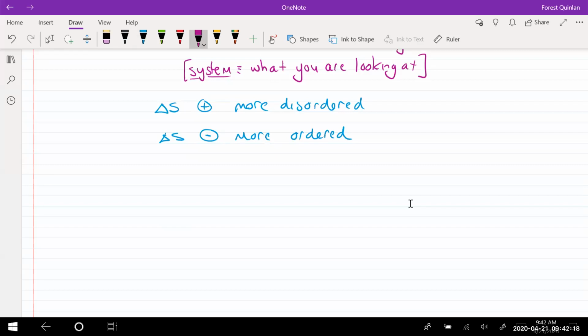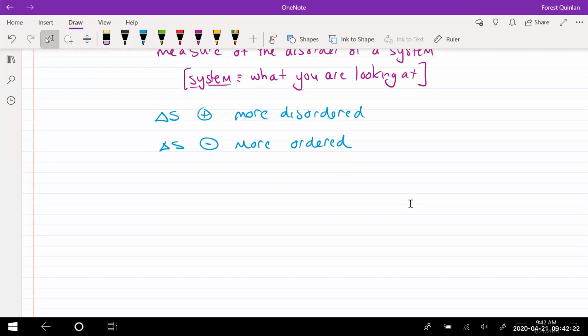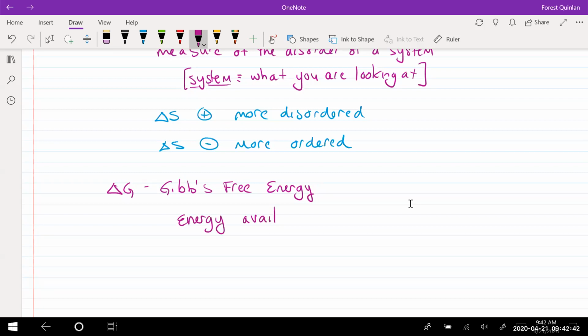The last thing we have is actually interesting that they call it the third thing, because it's really just a combination, and that is something called delta G. And this is called the Gibbs free energy. And this is often called the energy available to do work.